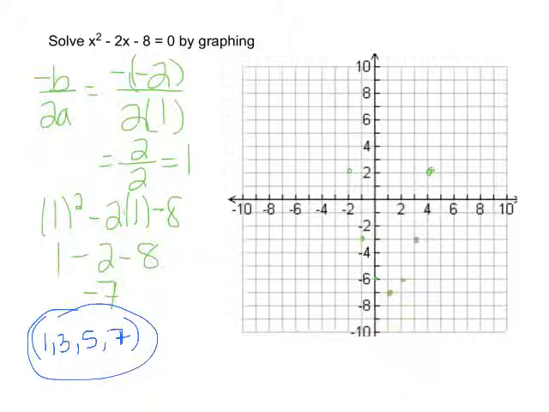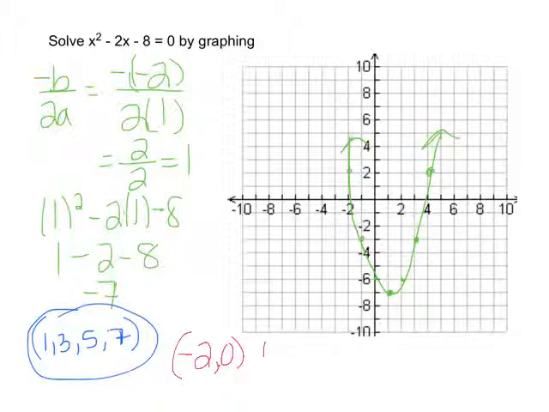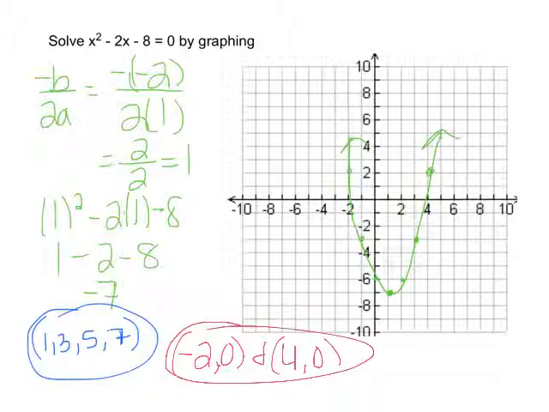And now I can connect my points. I can graph my parabola. And I see that my roots are right here at -2 and 4. So to solve this equation, my roots are -2 and 4, and we're going to write that as (-2, 0) and (4, 0), because that's where my parabola crosses my x-axis.